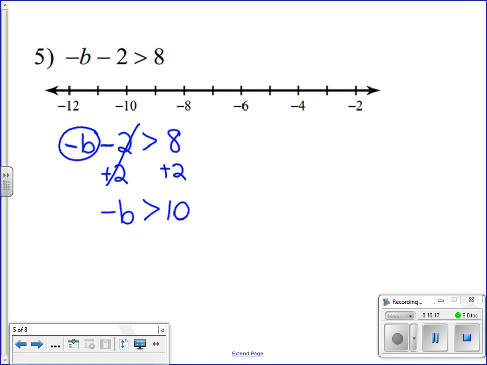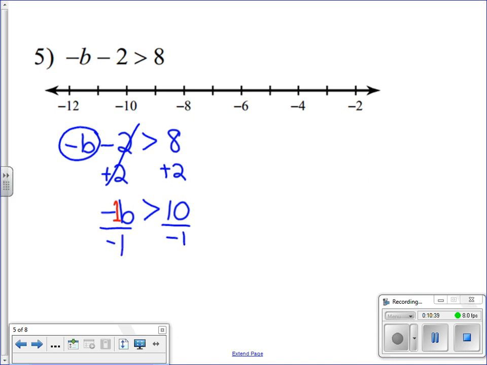Now remember, we cannot have a negative variable. You've got to remember what goes in front of that b. If you said a 1, you are correct. I could put a 1 right here. It's actually the negative 1. That means now I need to divide both sides by what?